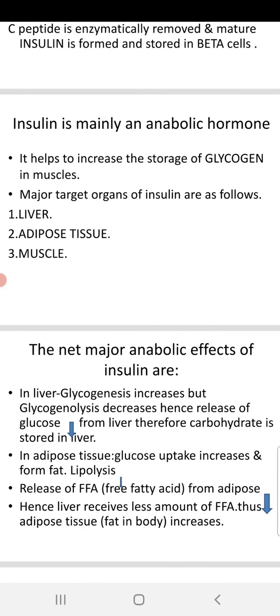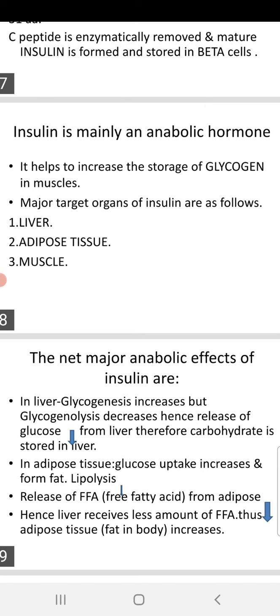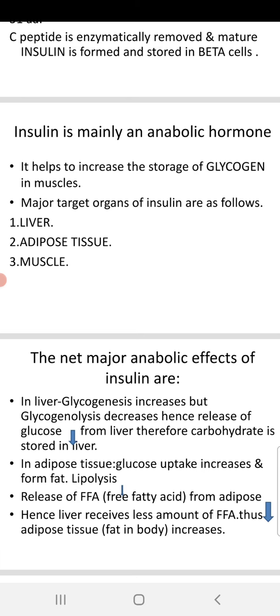The major anabolic effects of insulin are: in the liver, glycogenesis increases but glycogenolysis decreases, hence the release of glucose from the liver decreases, therefore carbohydrate is stored in the liver. In adipose tissue, glucose uptake increases and forms fat, and lipolysis decreases, and hence the liver receives less amount of FFA, thus adipose tissue fat in the body increases.